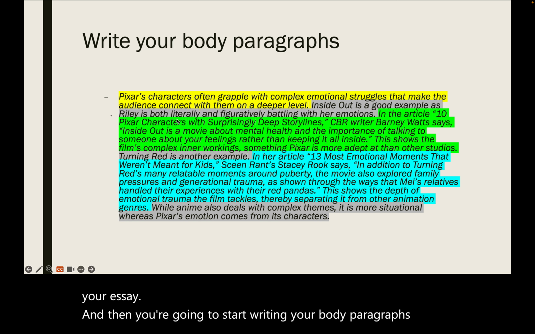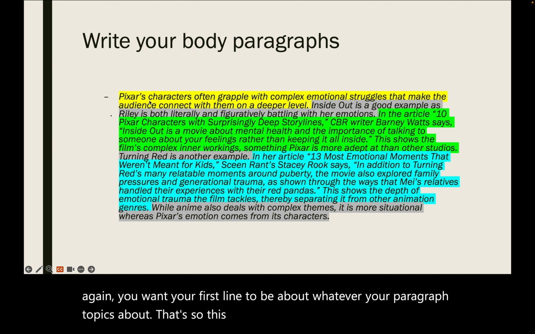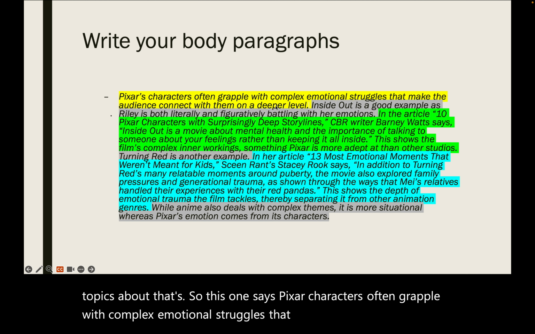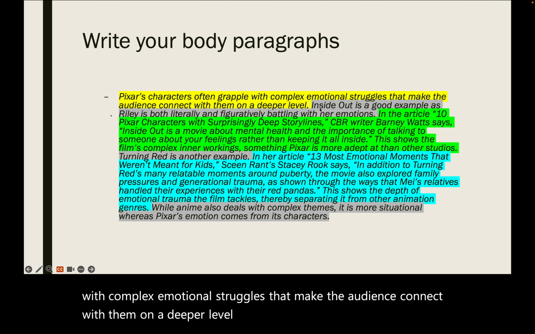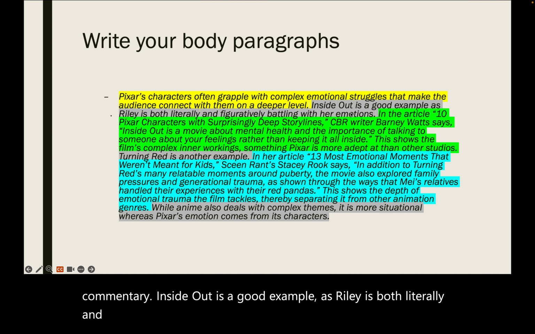So again, you want your first line to be about whatever your paragraph topic's about. So this one says, Pixar's characters often grapple with complex emotional struggles that make the audience connect with them on a deeper level. And then this is your own commentary. Inside Out is a good example, as Riley is both literally and figuratively battling with her emotions.